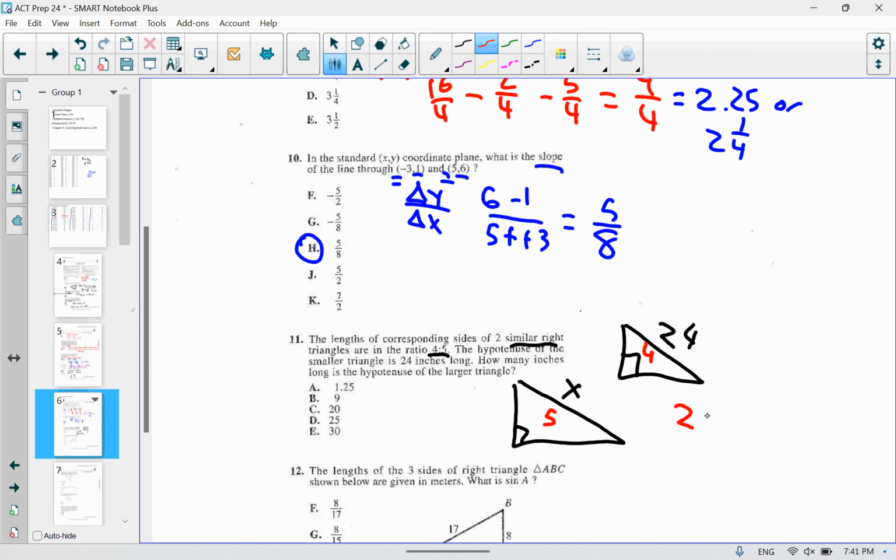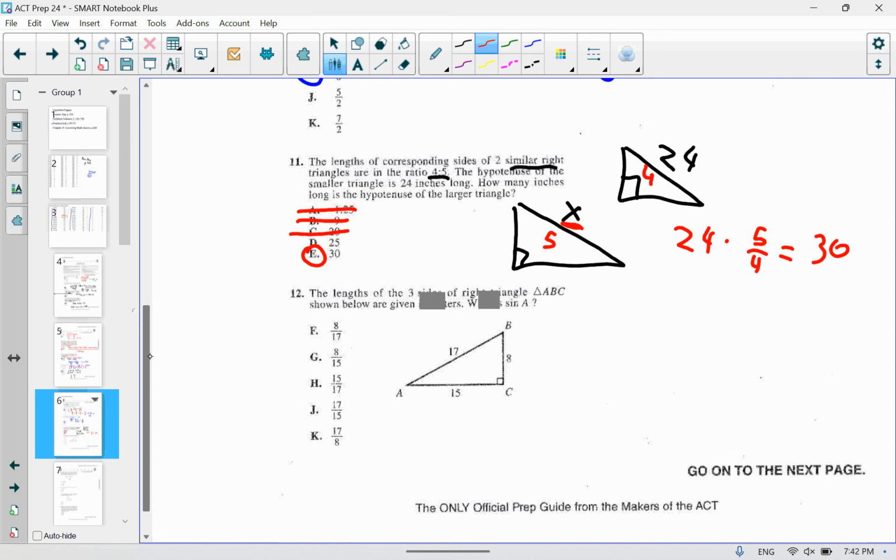So if I multiply 24 times 5/4, or the inverse of the ratio, that will give me x. So 24 times 5/4 gives me 30, which also makes sense. This is the bigger triangle, so my side should be bigger. So that automatically eliminates those 3, and D doesn't seem like a big enough increase.